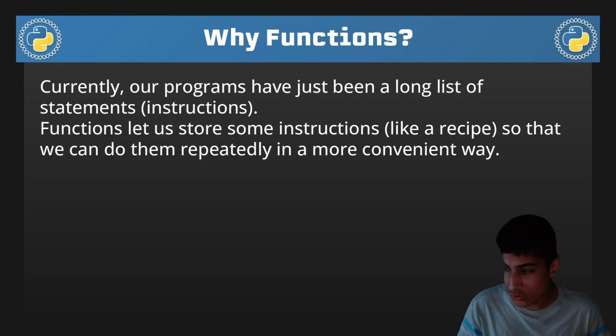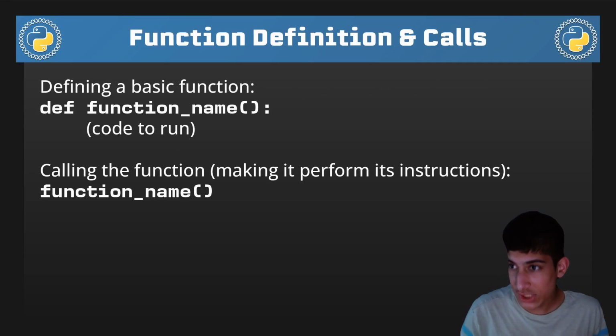For a real world analogy, it's like a recipe where instead of having to do each step individually and focus on those individual steps, we can just find the recipe in our cookbook and then just follow the instructions there. It's a much more convenient way of programming, and it helps us make our code cleaner, shorter, and it makes debugging a lot easier because all the instructions are in one place. So now let's learn how to actually implement functions and use them in Python.